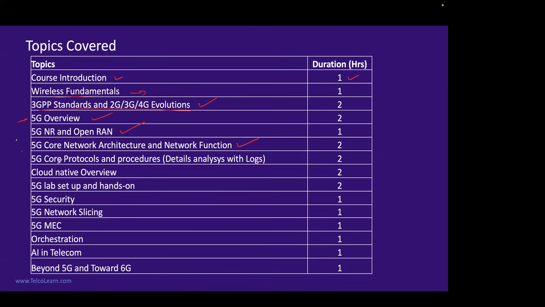After network functions, we talk about all protocols and procedures, which is going to be a detailed discussion with all the protocol logs. Then the cloud native overview. Some people ask, okay, we want to attend only the Docker and Kubernetes course. We use Docker and similar technologies to build our labs, but we don't really talk about all these things in detail. So we also have a quick overview session on cloud native architecture.